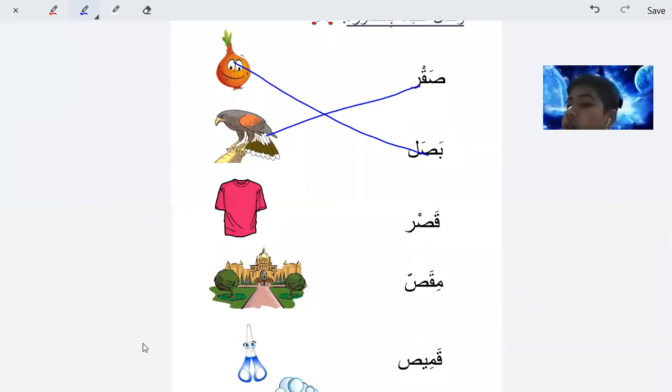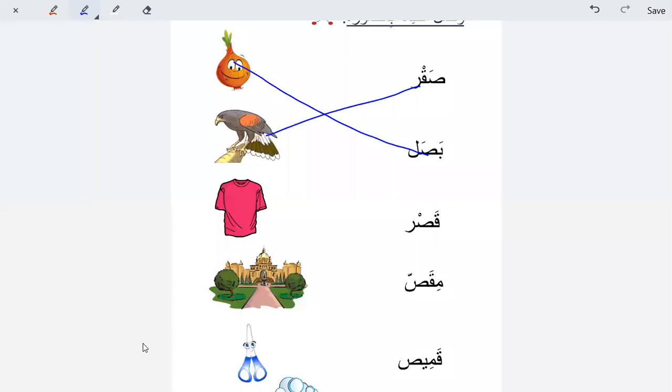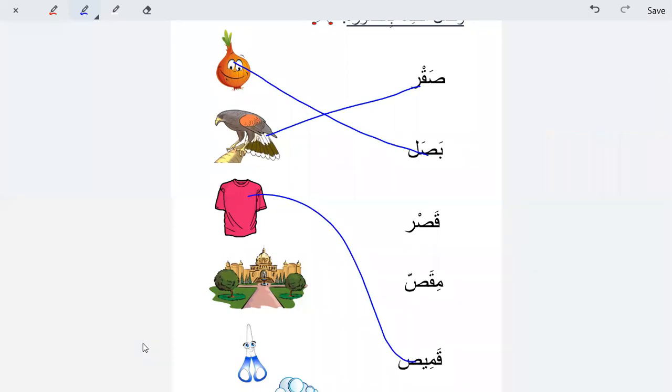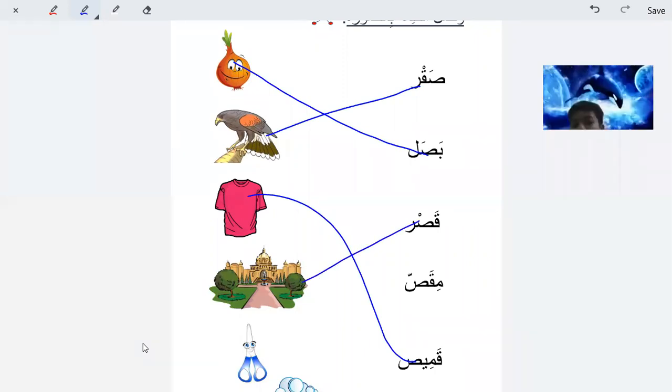Then the shirt is that one, kameez. Good. Then the palace is kasr. Good. Then the scissors is mikas.